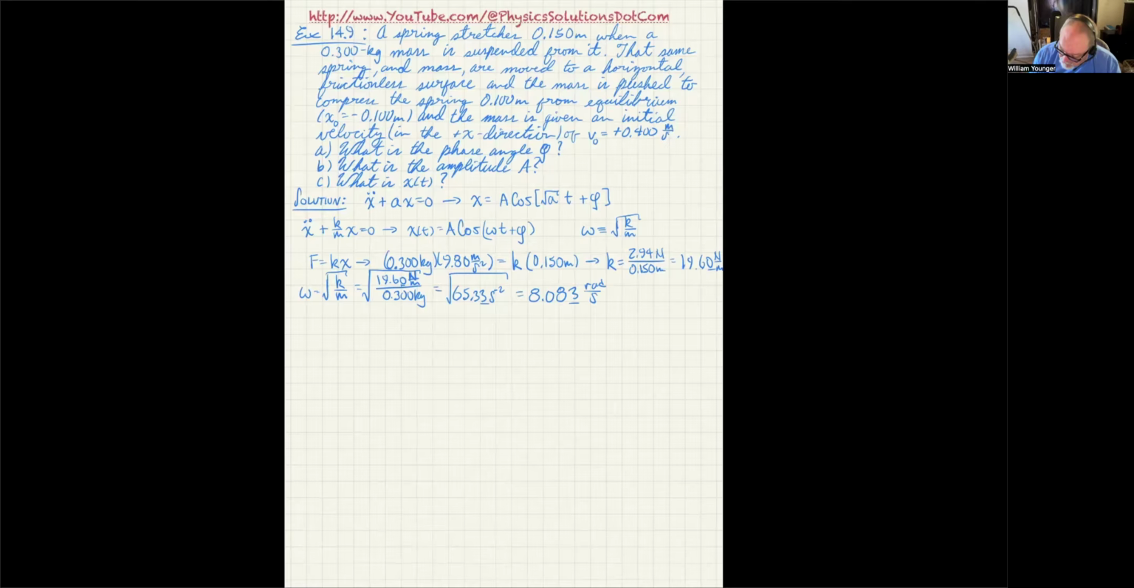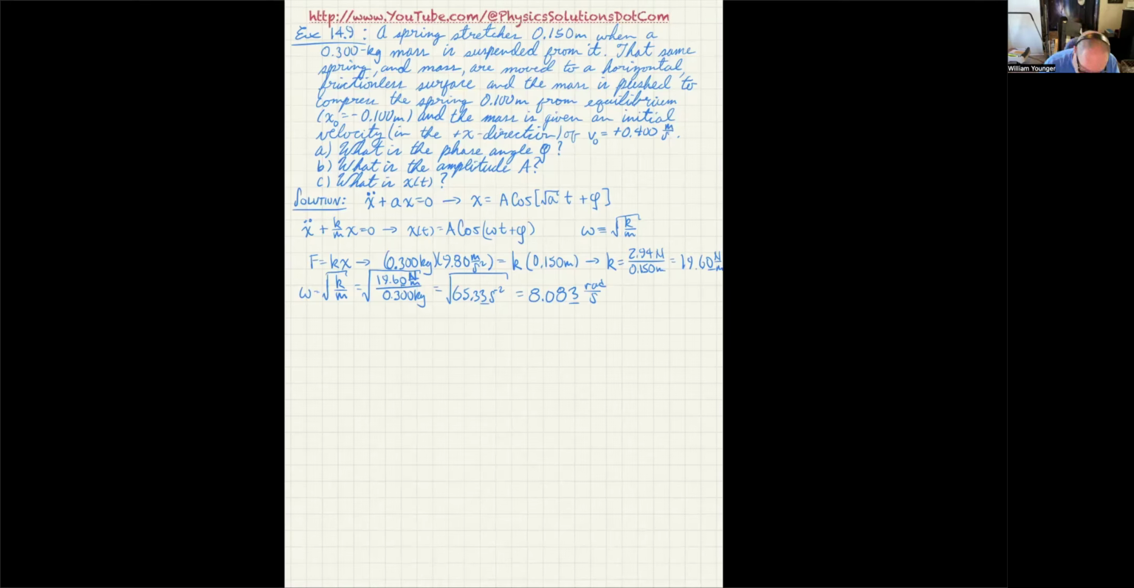So now we've gotten k, which allowed us to get omega, and now we've got enough to actually write out the solution. But we need to use the initial conditions. Remember, always when you're doing a simple harmonic oscillator, the coefficient in front of the non-differentiated x variable, the square root of that is what is multiplied by the t in the A cosine omega t plus phi, and the A and phi are left to be determined by the initial conditions.